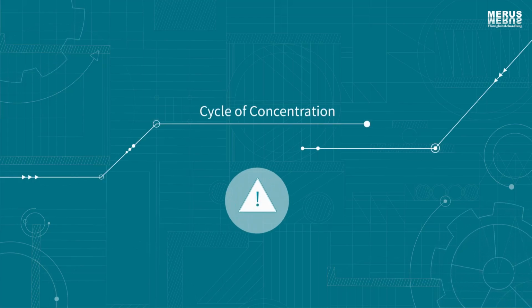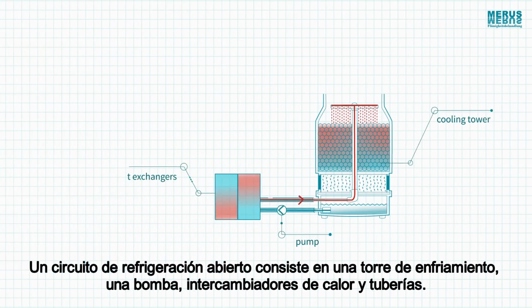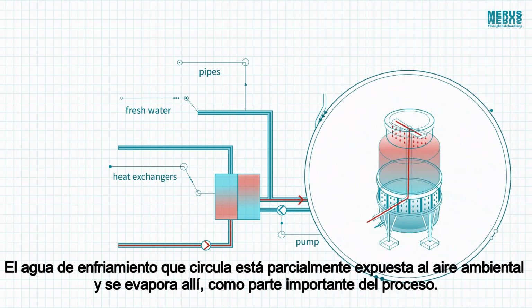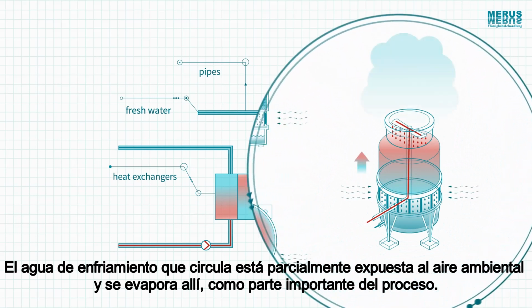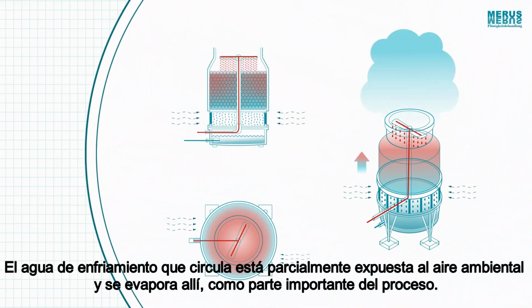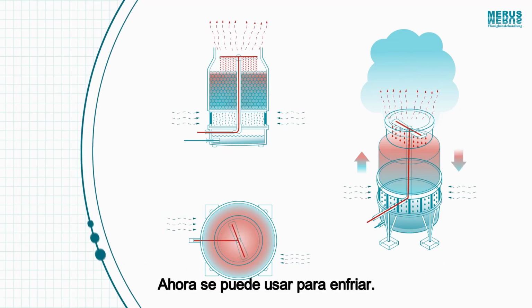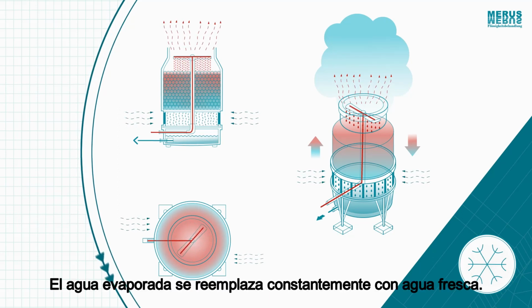An open cooling circuit consists of a cooling tower, a pump, heat exchangers and pipes. The circulating cooling water is partially exposed to the ambient air and evaporates there as an important part of the process. The constant evaporation of the water withdraws energy from the environment in the form of heat. The remaining water cools down. It can now be used for cooling. The evaporated water is then constantly replaced by fresh water.